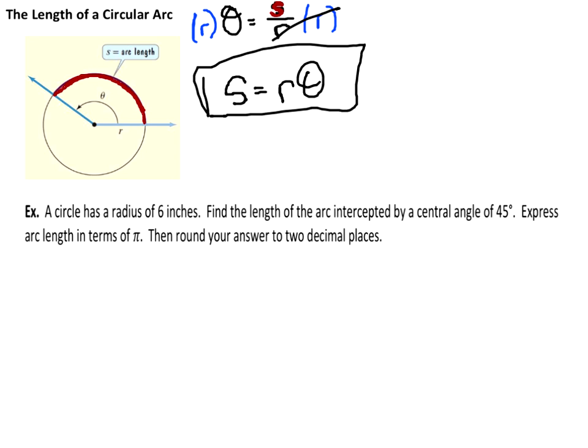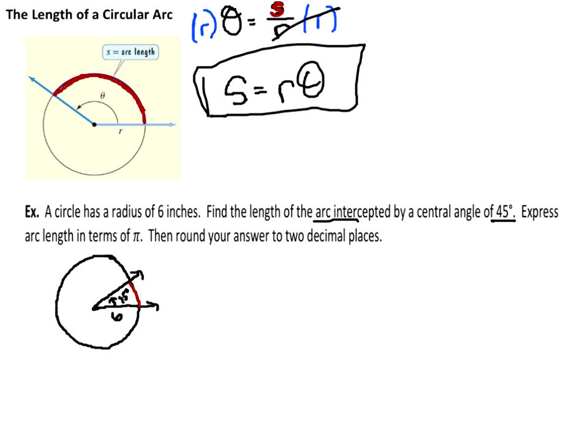So we're given an example here. We have a circle. Once again, use your imagination on my circles. The circle has a radius of length 6. And we're told that the intercepted arc by the central angle is 45 degrees. So let me draw the angle here. That's 45 degrees. And we're trying to figure out what the arc length is.